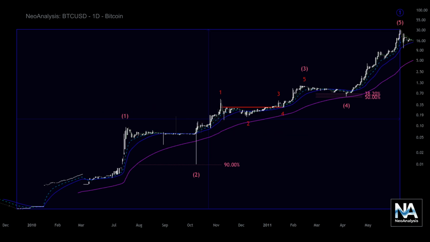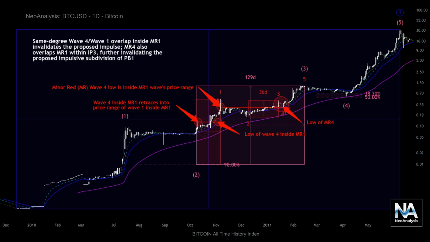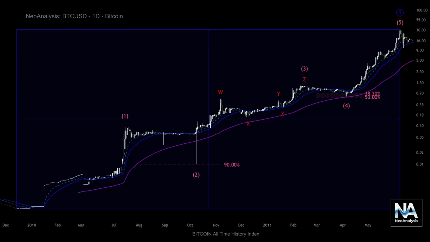The third invalidation is the overlap of MR4 into the price range of MR1, which occurs because MR3 never advanced beyond MR1. These issues inside IP3 invalidate the impulse count at the minor red degree. The most proportionate and logical alternative is a WXYXZ structure. When an impulse count nested inside another is clearly invalidated, it significantly weakens the parent count's claim to being impulsive.